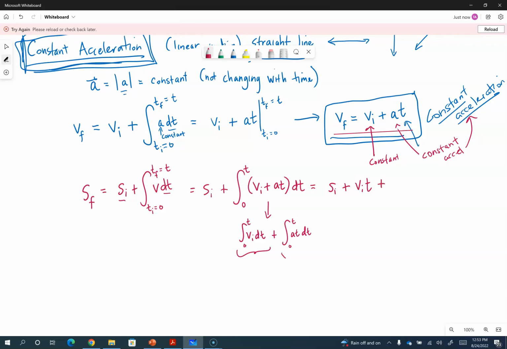The next portion here, we have a time in here. So when we integrate that, that's the variable, we're going to get t squared over 2. But we still also have a in there that's a constant. So we get a times t squared over 2. We see this equation written this way.